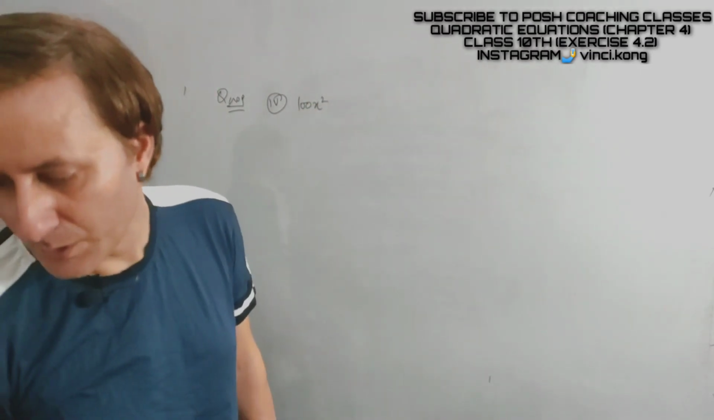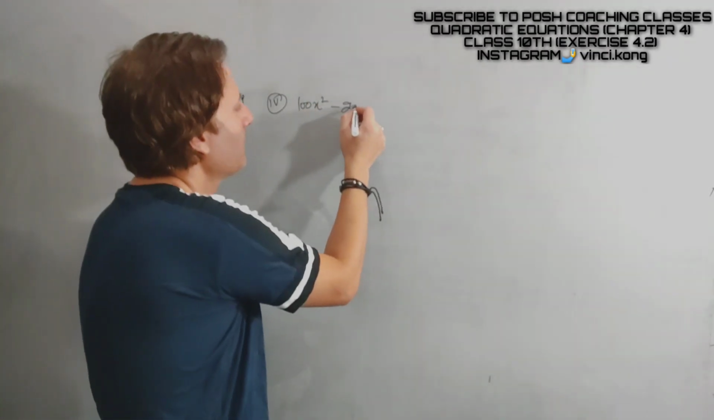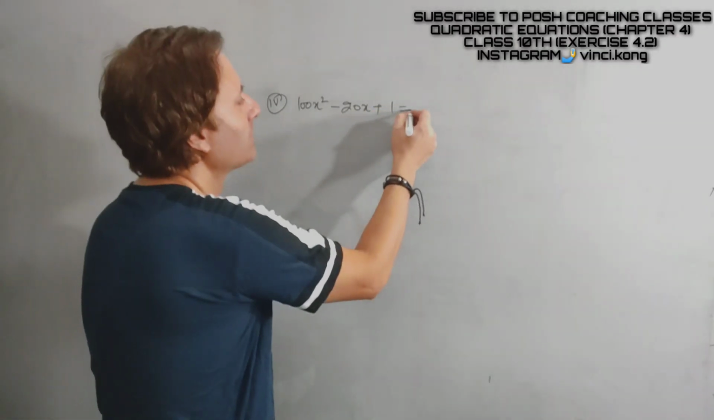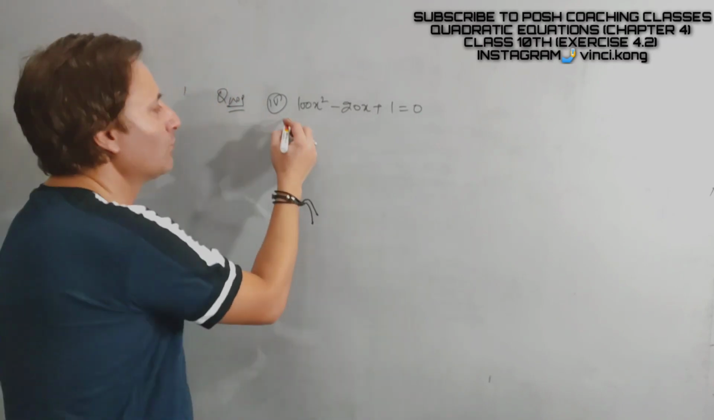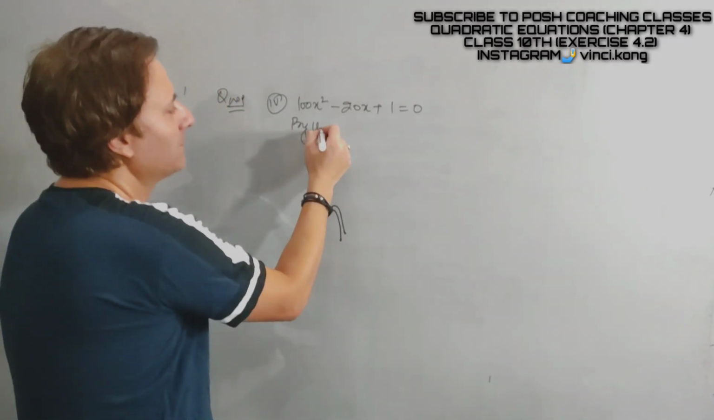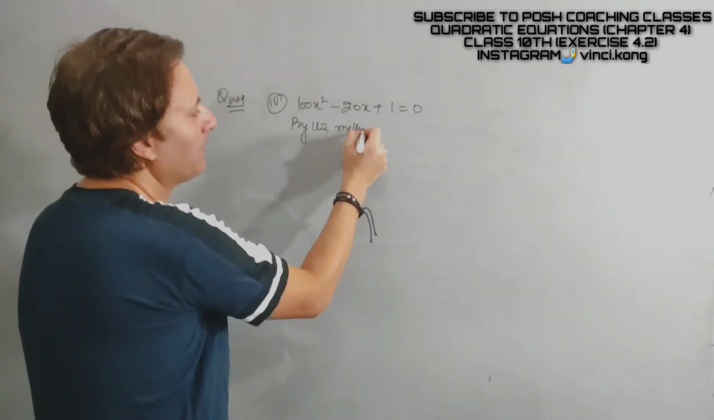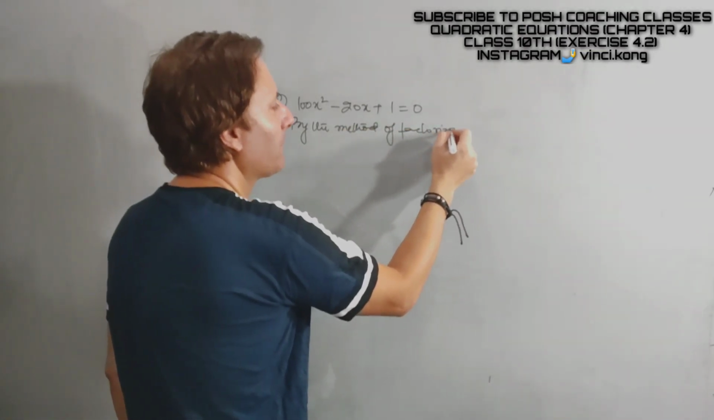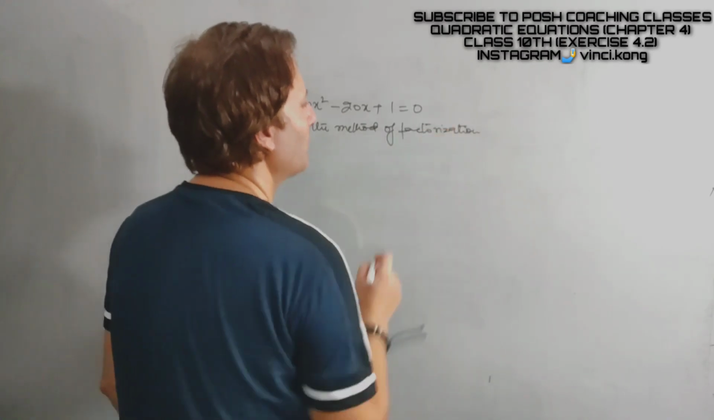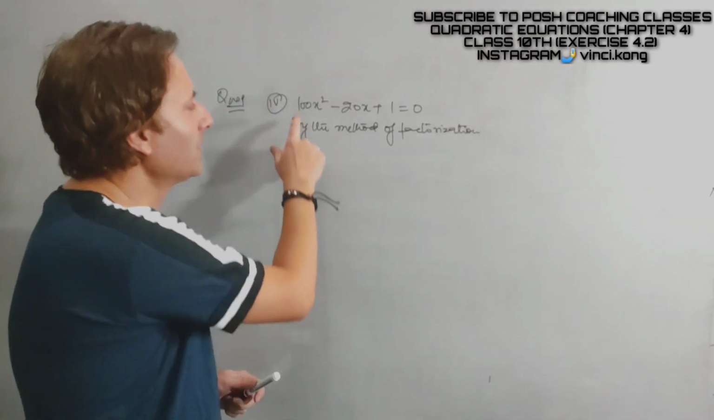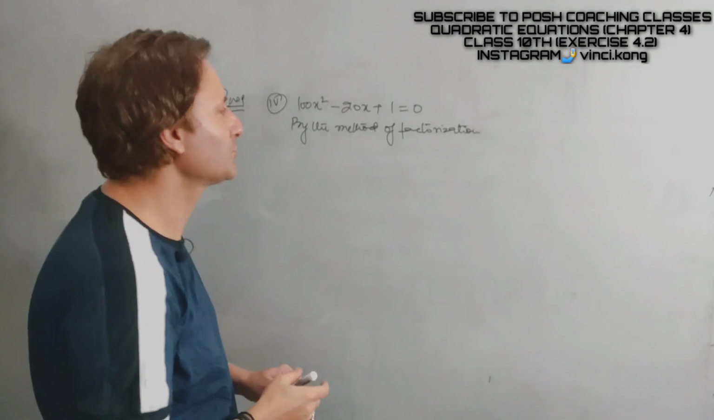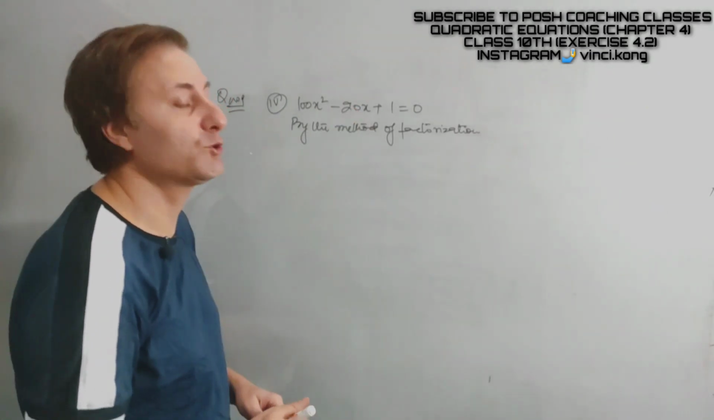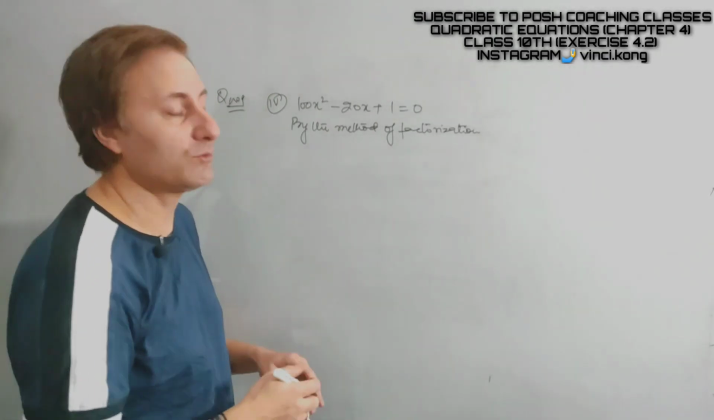Then we have minus 20x and then 1 is equal to 0. So what we are going to do? By the method of factorization, what we are supposed to get? First of all, 100 multiplied by 1 is 100. So we need 100 as multiplication and then we need 20 either addition or subtraction.